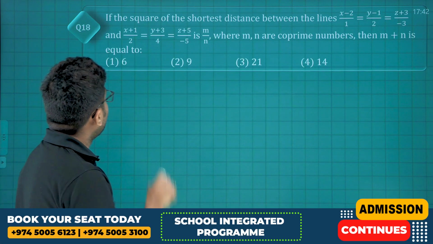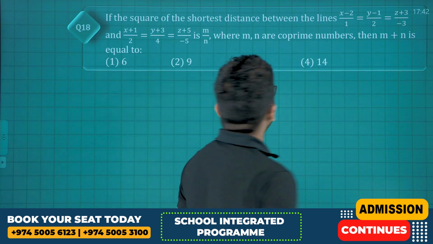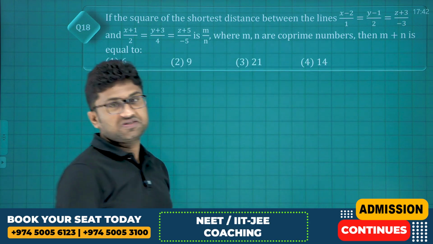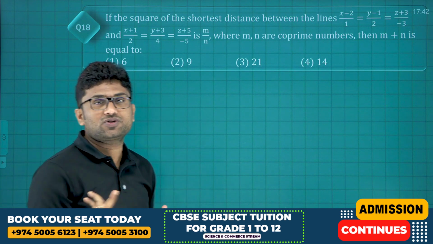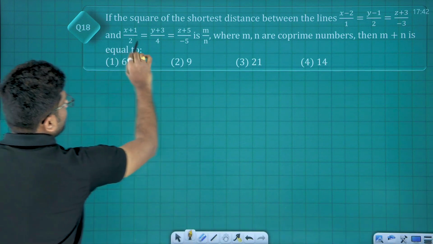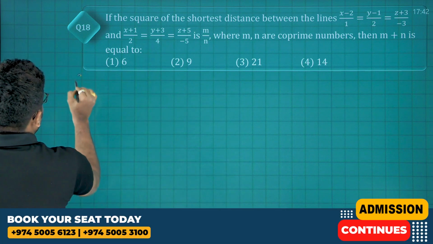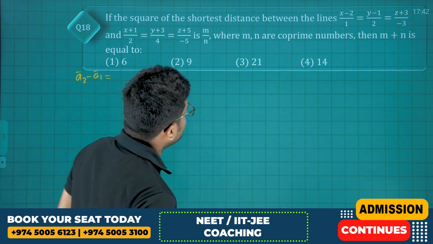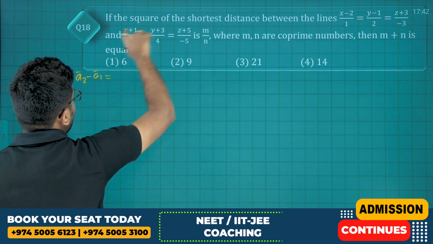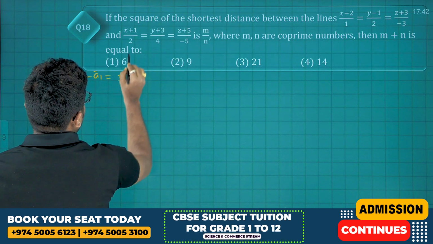Next question. If the square of the shortest distance between these two lines is m by n, simple question. Square of the shortest distance between the two lines. First, what is a1 bar? a2 bar minus a1 bar we do. a2 minus a1 is 2 minus of minus 1, 3i. Correct, no?